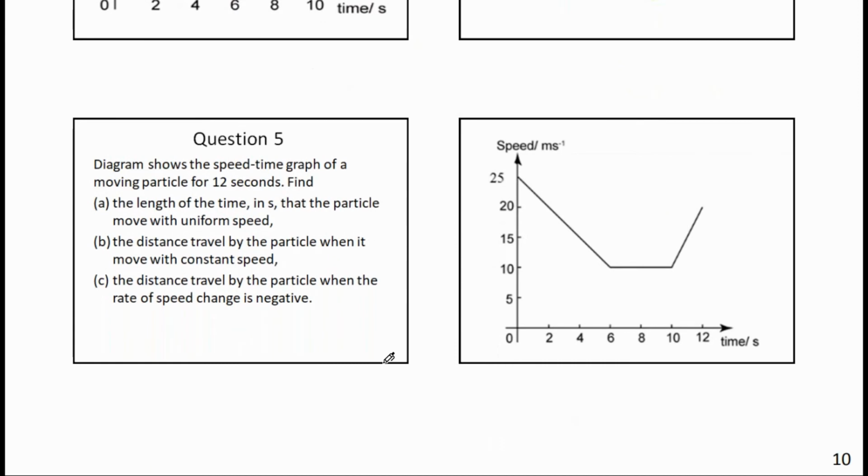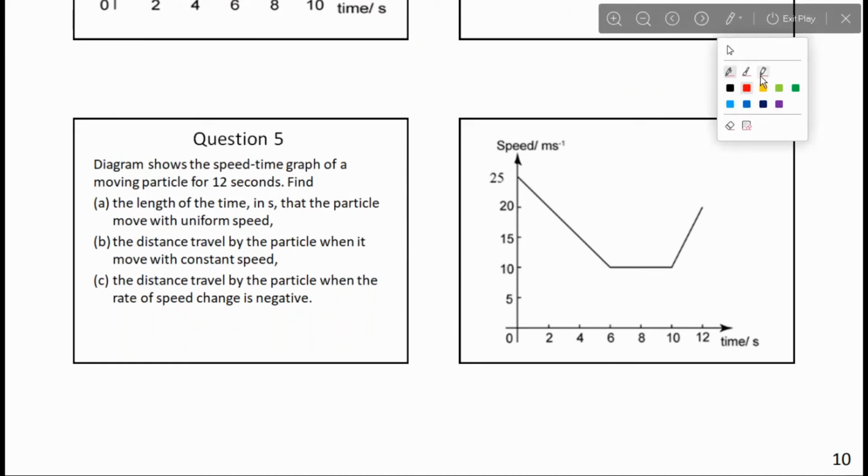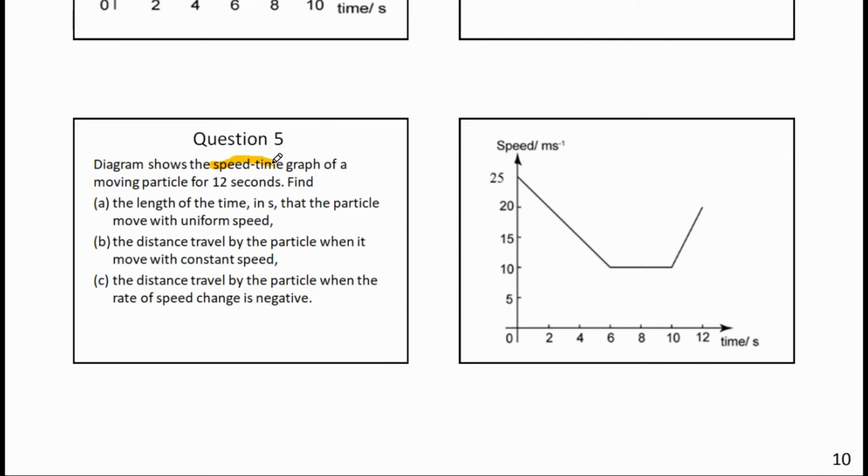Question 5. Diagram shows the speed against time graph. Okay, so we highlight the keyword, which is speed against time graph. Then we have to find the length of time it moves with uniform speed, the distance traveled when it moves with constant speed, and the distance traveled by the particle when the rate of speed change is negative. So the keywords are constant speed and when the rate of speed change is negative.